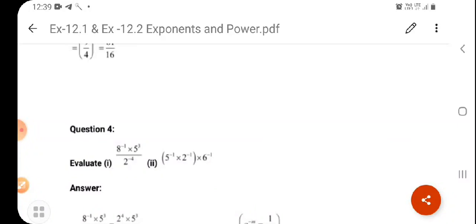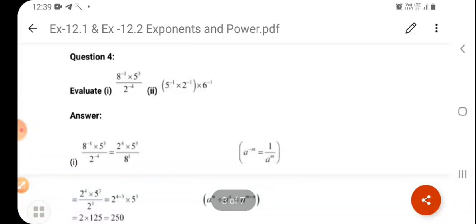Question number 4 is a to the power minus 1 into 5 to the power 3 upon 2 to the power minus 4. And the second one is 5 to the power minus 1 into 2 to the power minus 1 into 6 to the power minus 1. So here we will use the identity and solve them.